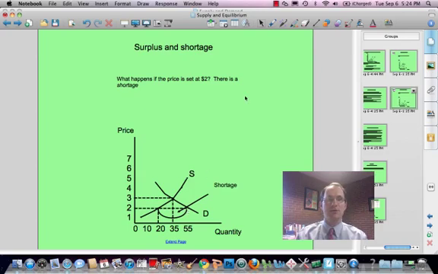Okay, so that's going to do it tonight for the supply side of supply and demand and definition of equilibrium.